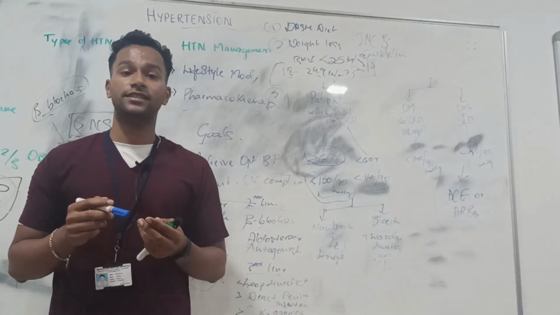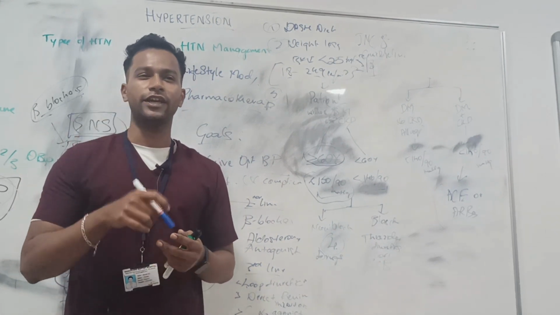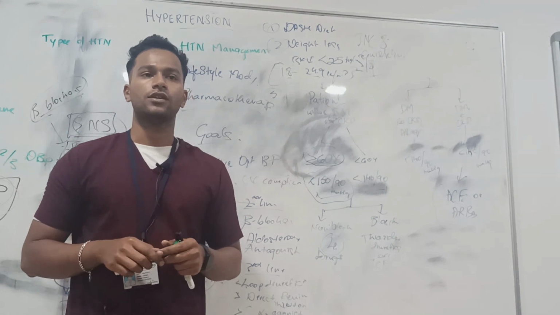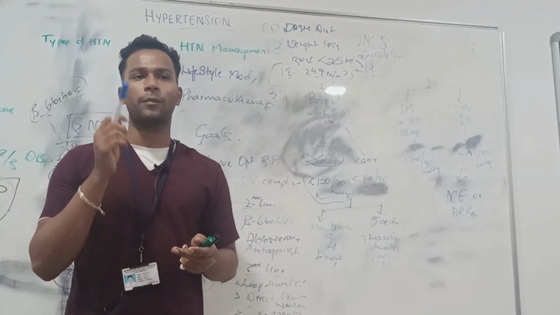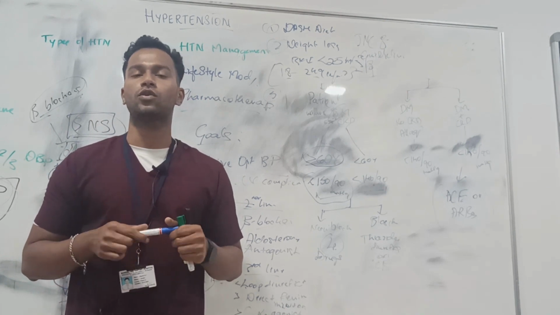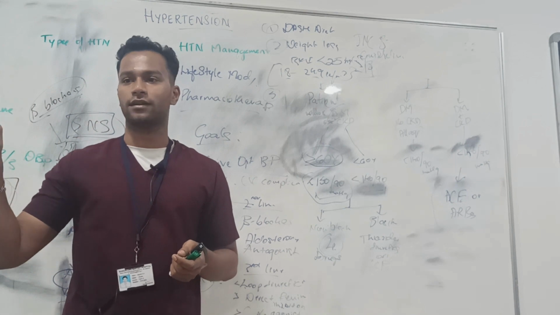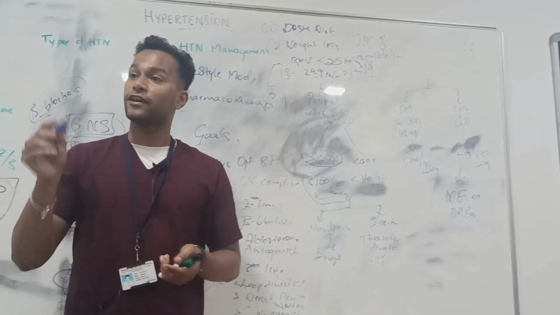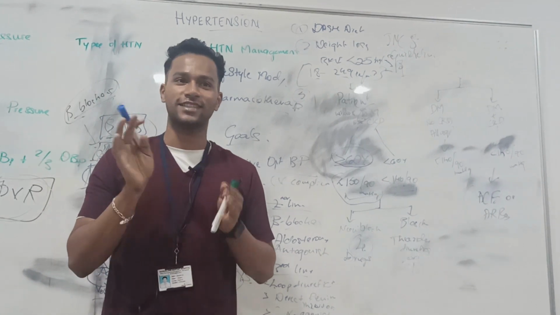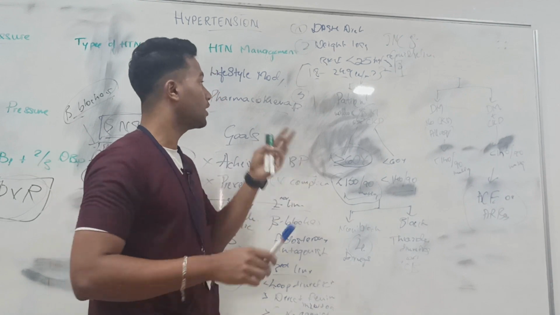Another thing is moderation or limiting of alcohol intake. If the patient is a chronic alcoholic, you have to ask him not to take more than 350 ml or 700 ml of beer per day. If the patient is not at all alcoholic, then suggest he not touch alcohol. Another thing is smoking cessation.